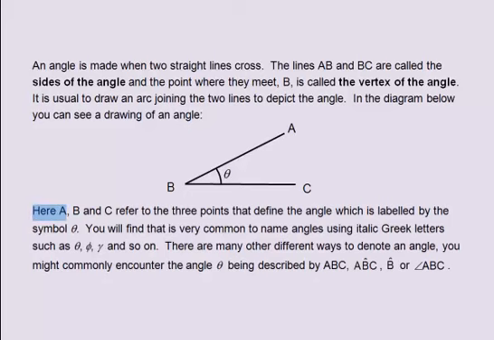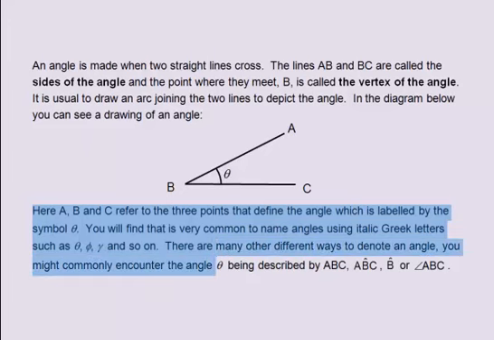Here, A, B and C refer to the three points that define the angle, which is labelled by the symbol theta. You will find that it is very common to name angles using italic Greek letters such as theta, phi and gamma, and so on. There are many other different ways to denote an angle. You might commonly encounter the angle theta being described by ABC, A-B-hat-C, B-hat, or angle ABC.